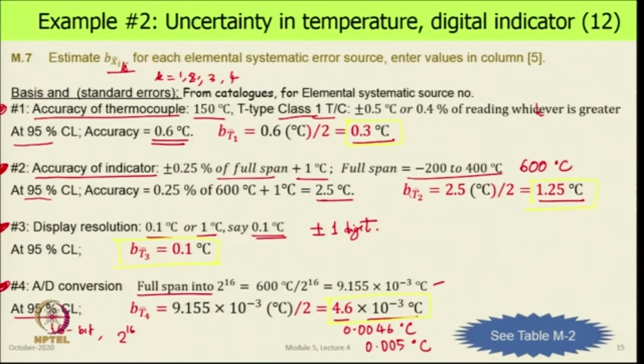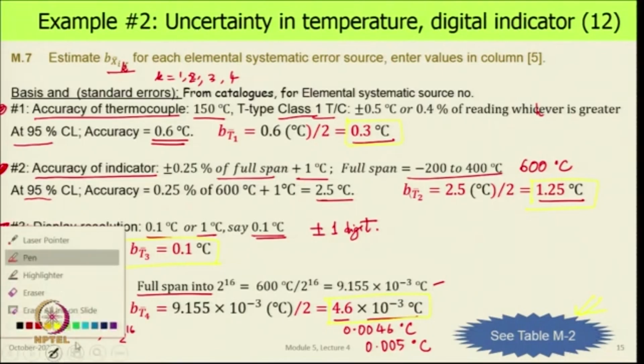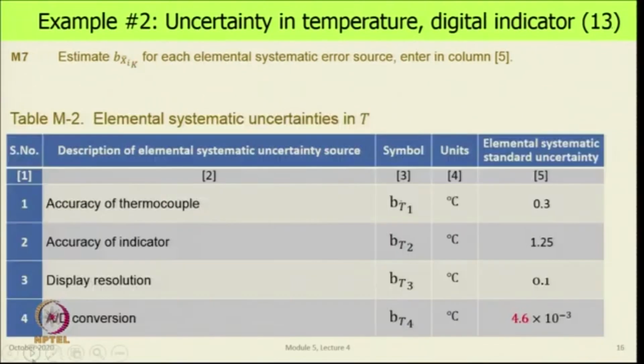Now, we will put them all together as it says here in table number 2. So, let us see that. Table M2, estimate Bxik, this is k is small, and enter in column 5. So, we have done that. Accuracy of the thermocouple Bt1 bar 0.3 degrees Celsius. Accuracy of indicator Bt2 bar 1.25 degrees Celsius. Display resolution Bt3 bar 0.1 degrees Celsius. A to D conversion Bt4 4.6 into 10 to the power minus 3.